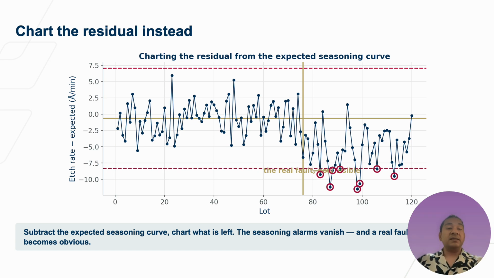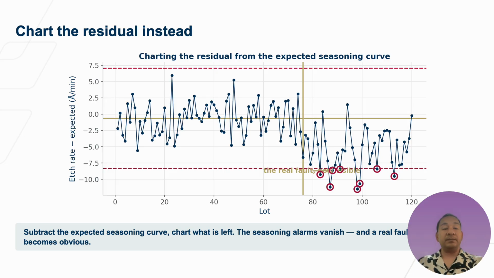So the chart is the residual instead. Build a model of the expected seasoning curve. It is a simple version, just the average etch rate as a function of wafers since the last PM, then chart observed minus the expected. The seasoning alarms vanish because the seasoning is now in the model rather than in the data. The real fault at lot 76, which was completely invisible in the raw chart, buried among the sawtooth alarms, becomes obvious. Notice what changed beyond the pictures.